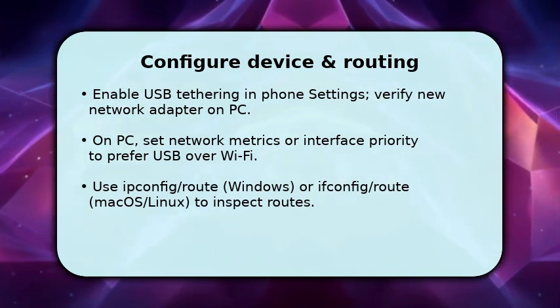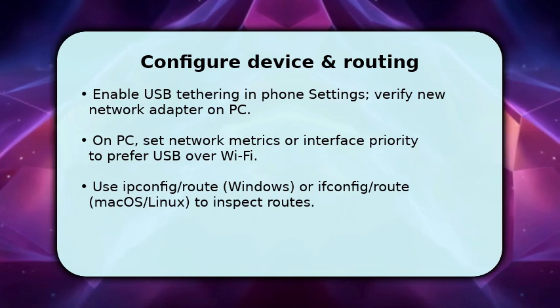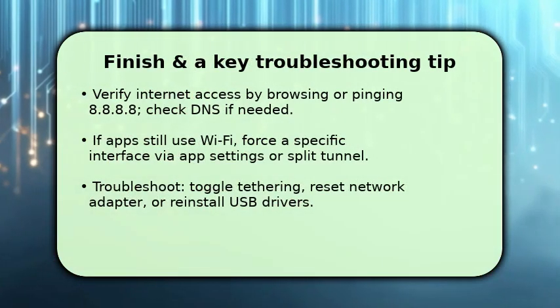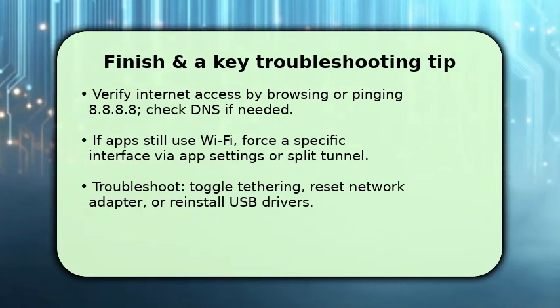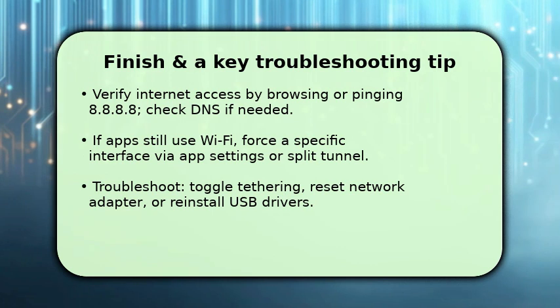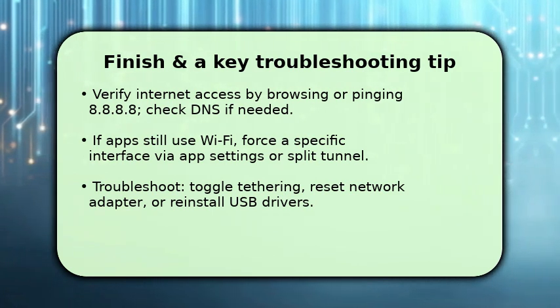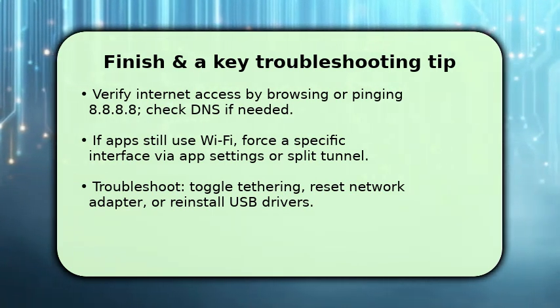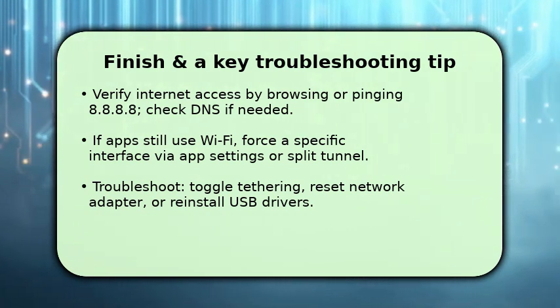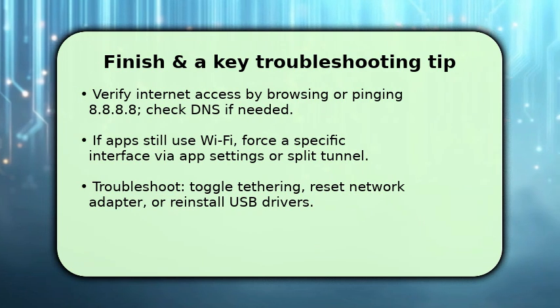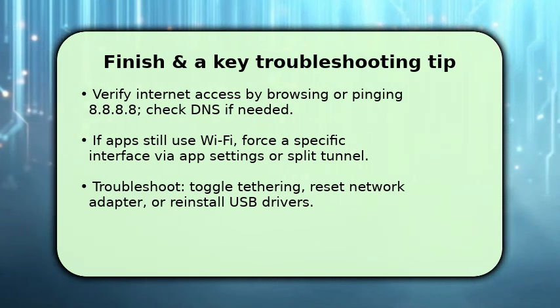Finally, test internet access by loading a web page or pinging 8.8.8.8. If DNS fails, set a manual DNS on the USB adapter. Make sure Wi-Fi remains enabled for local connections while default traffic flows over USB. If some applications stubbornly use Wi-Fi, configure those apps to bind to the USB interface or use policy-based routing.